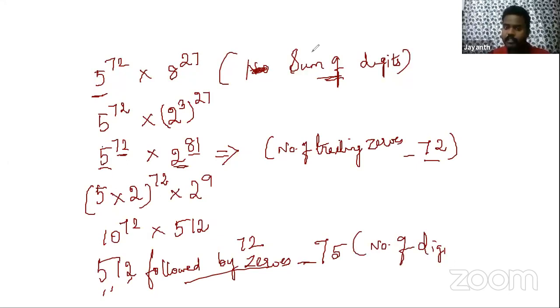But what if the question asks for the sum of the digits? So the sum is 5 plus 1 plus 2.